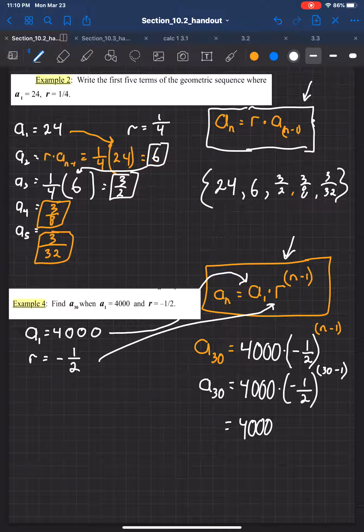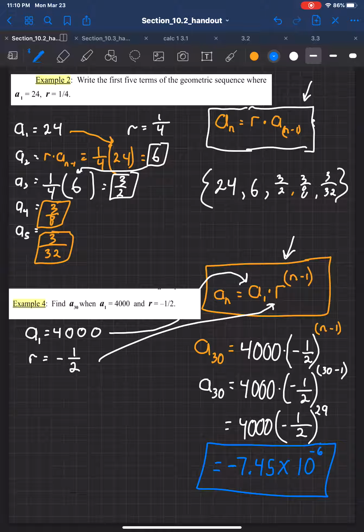All right, so at this stage in the game, I would normally call upon one of you to pull out your calculator and multiply that out. It should be a very small number. I don't have a scientific calculator in front of me, but I did write it down before I started the video. It should be negative 7.45 times 10 to the power of negative 6. Again, assuming that I plugged everything into the calculator correctly, then that should be your result.